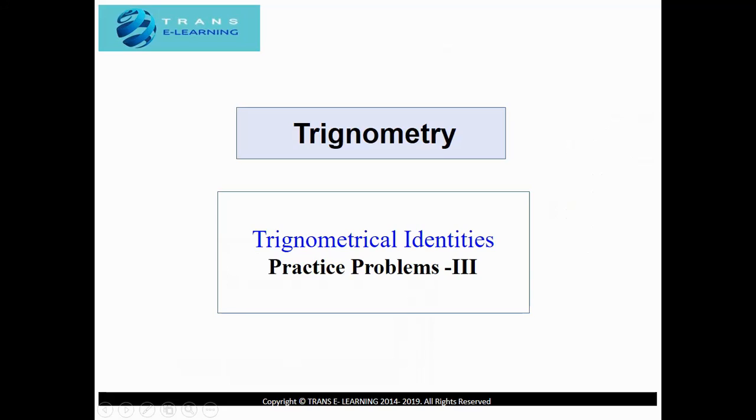Today we'll be discussing trigonometry, and in that we'll be solving practice problems related to trigonometrical identities. So let's start. The first question of this video is that we need to prove secant A minus tan A upon cosecant A plus cot A is equal to cosecant A minus cot A upon secant A plus tan A.